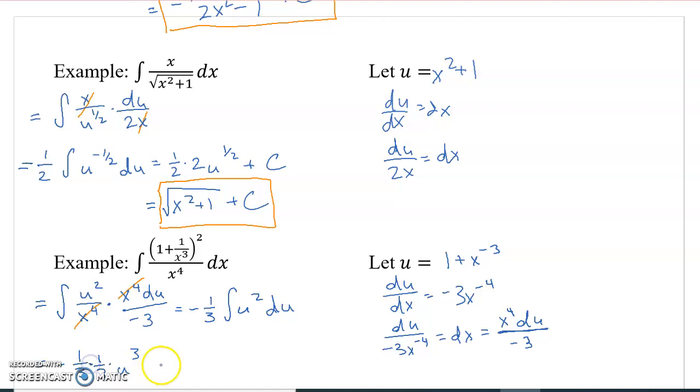Don't assume that everything's always going to cancel out. On the last problem, everything canceled out, so we had a coefficient of 1. This time, that's not the case. We're going to get negative 1/9 times u cubed, where u is 1 plus 1 over x cubed. So we're going to take that and raise it to the 3rd power. And we won't forget our constant of integration.